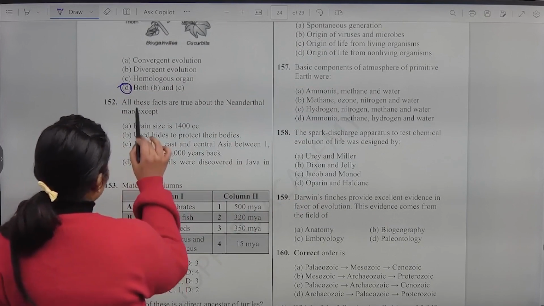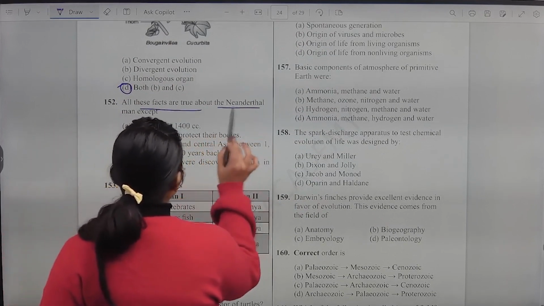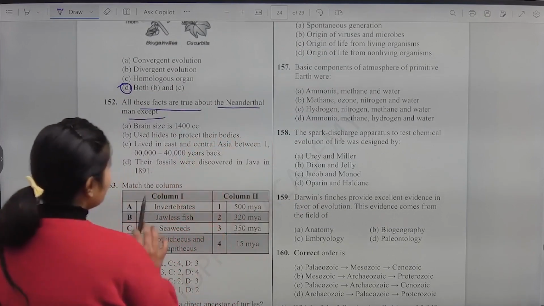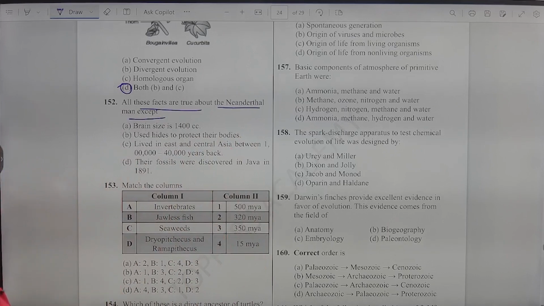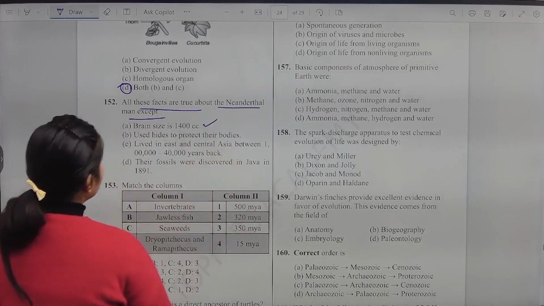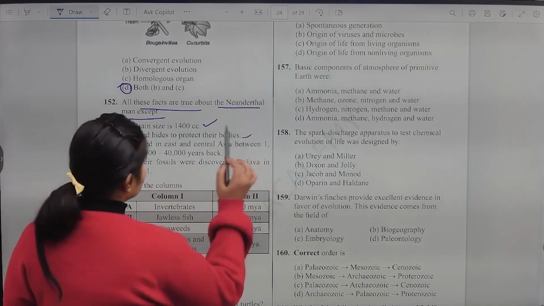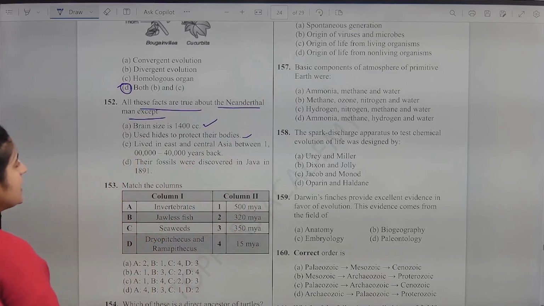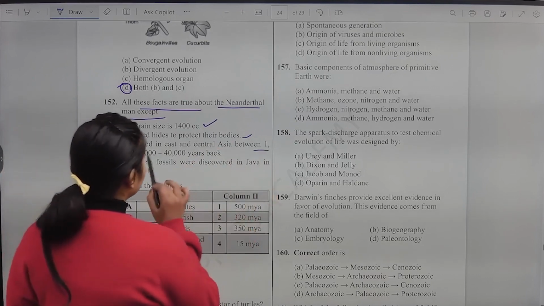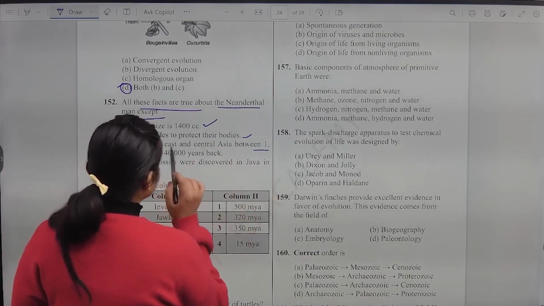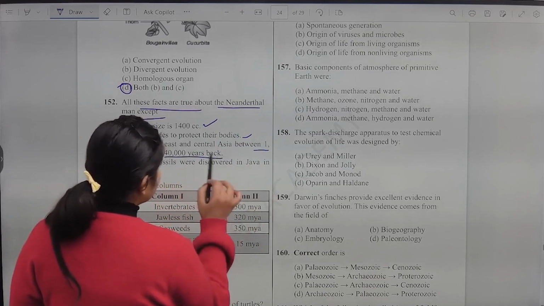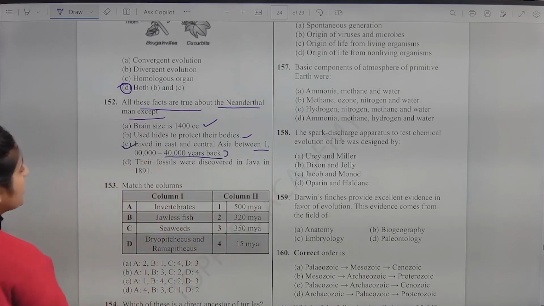Next, you have: all these facts are true about the Neanderthal man, except. The first is the brain size is 1400 cc, which is correct. Next is they used hides to protect their body. Yes, it is also correct. They lived in East and Central Asia between 1 lakh to 40,000 years back. It is also a correct statement.